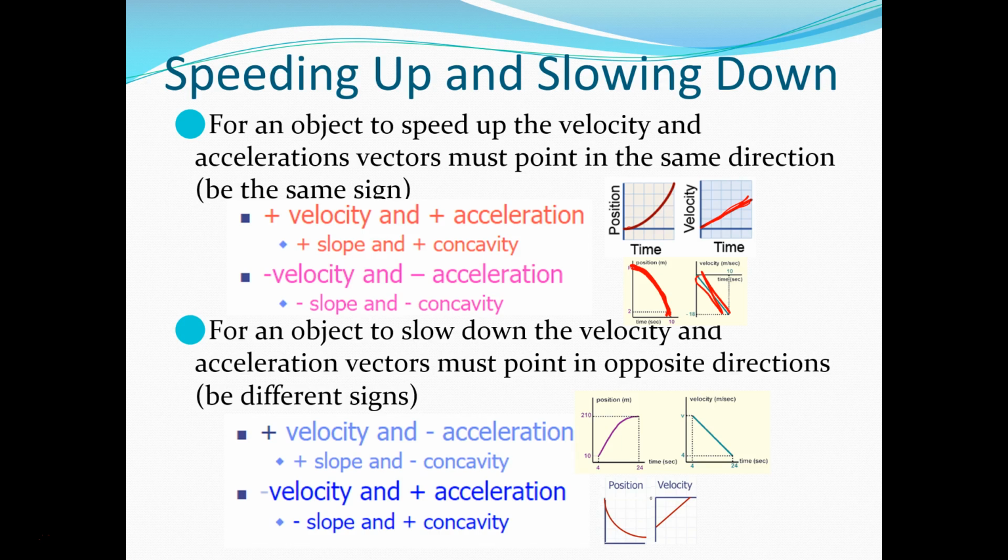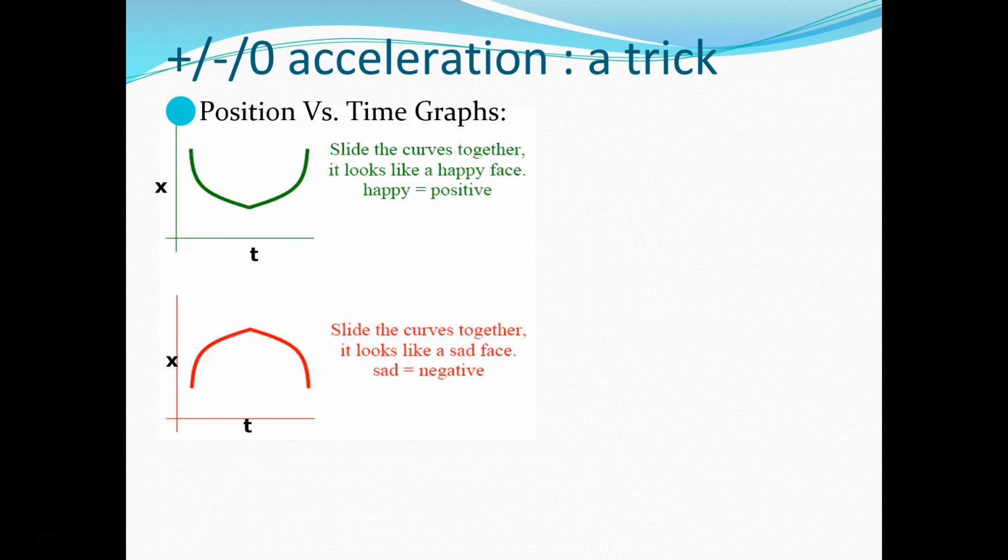On the next slide, I'm going to talk a little bit more about how we can better recognize this, because sometimes we're only going to be given just the position versus time graph. And we're going to be asked, do we have a positive acceleration? Are we speeding up? What's happening? And we're going to have to infer a lot of information. Some tricks to do this is to look at what our graphs look like.